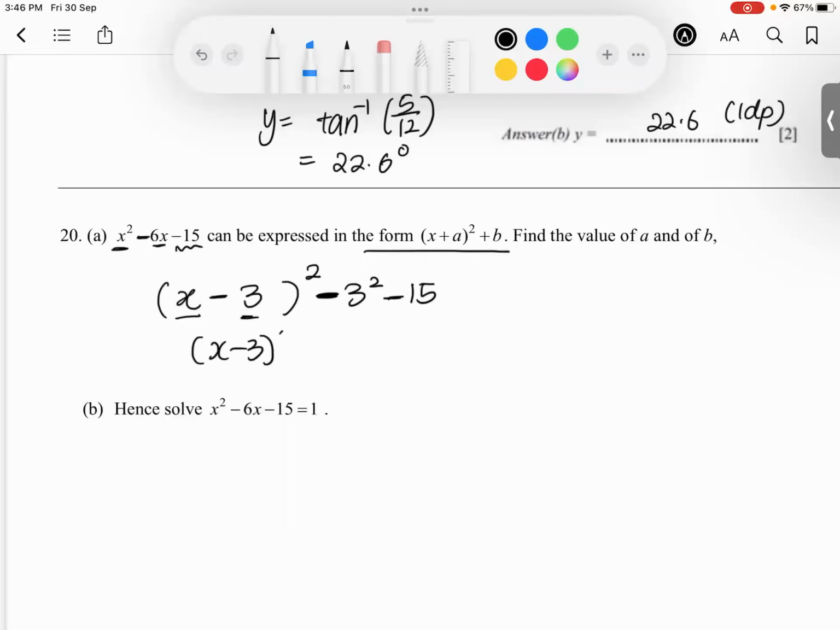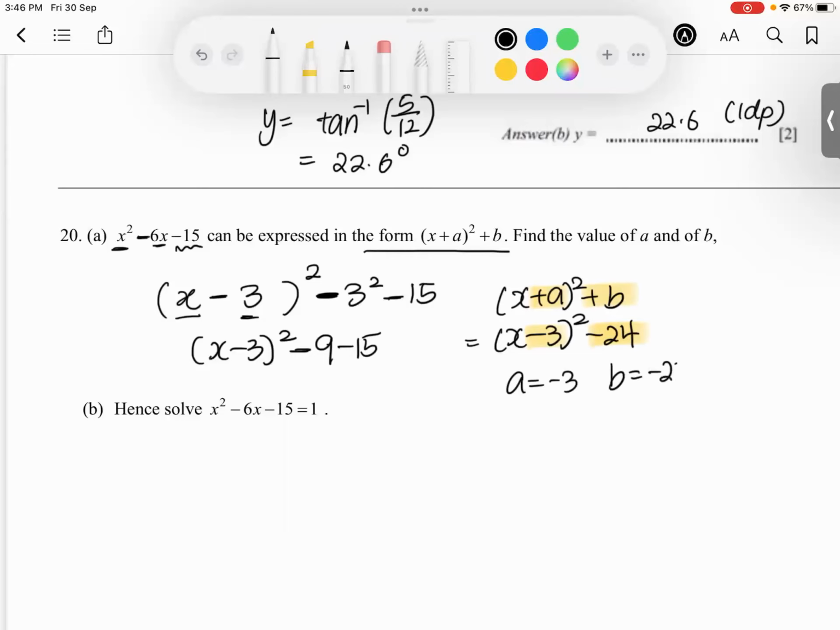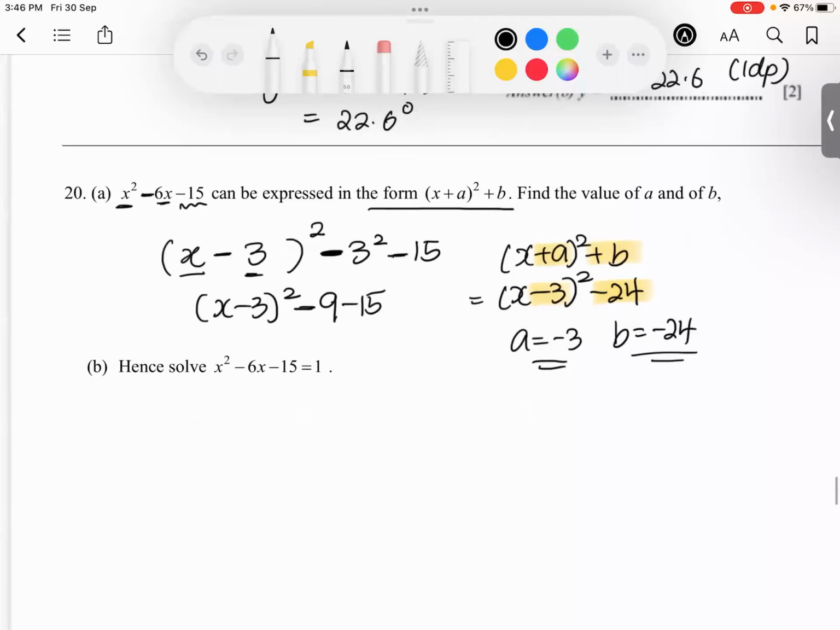So (x minus 3) whole thing squared. 3 squared is 9, and minus 9 minus 15 ends up with the final answer, negative 24. Right, they want you to find the value of A and B. So you notice A is the number plus A is negative 3, plus B is negative 4. So A is equal to negative 3, B is equal to negative 24. Right, next part of the question, hence solve.